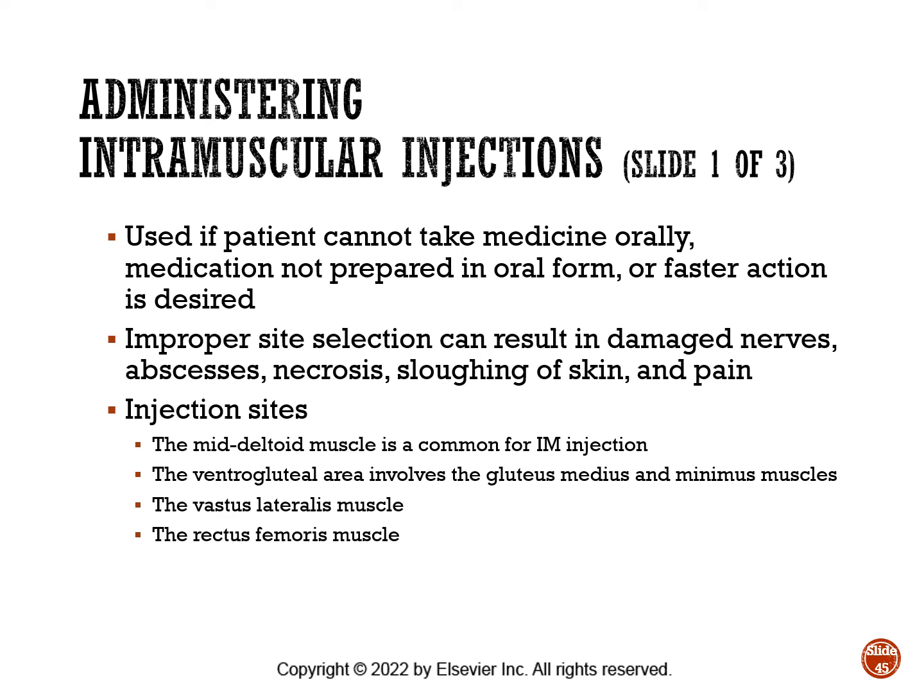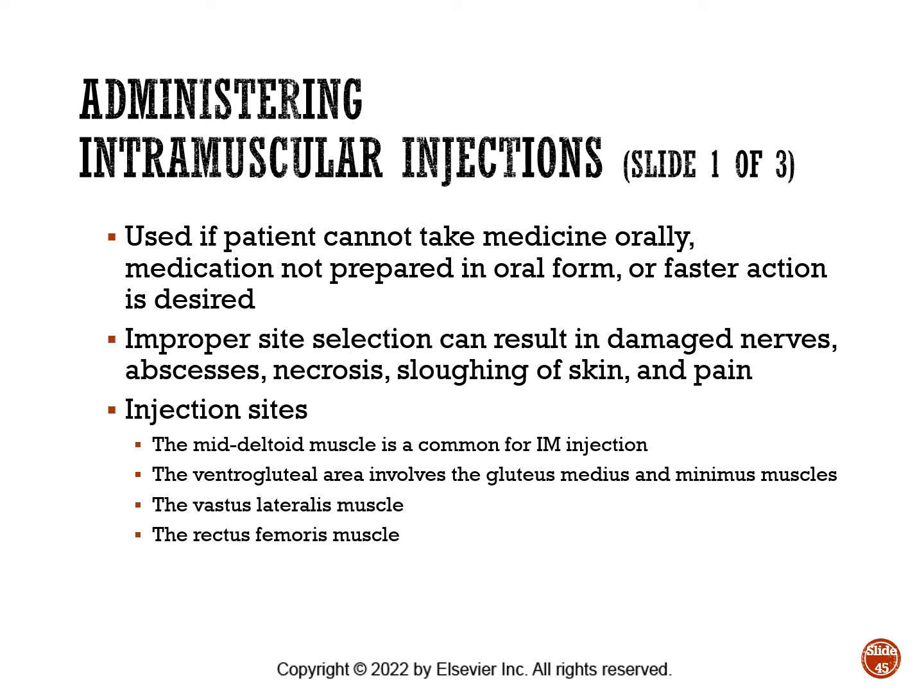Consider the individual's stage of development, their body build, and physical condition, along with the viscosity and amount of drug to be administered. If more than 3 mL of medication must be given at one time to an adult, the dose should be divided in half and then given in 2 different large muscle sites.